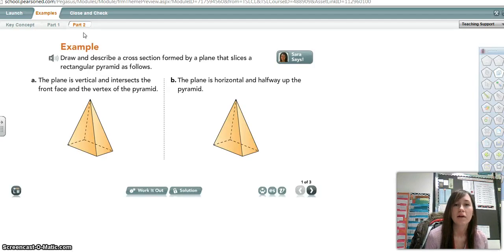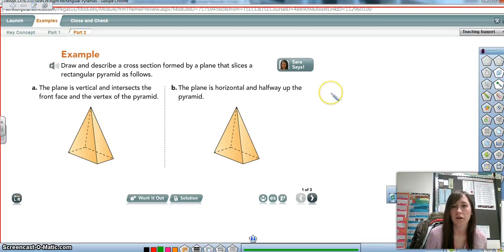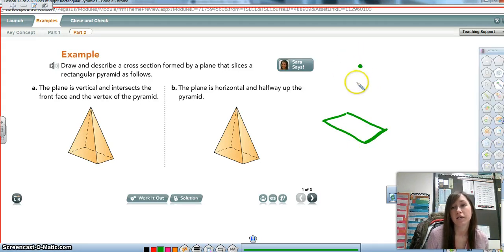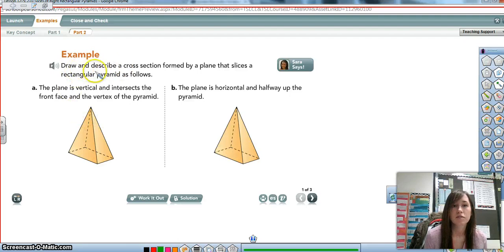Okay, draw and describe a cross-section formed by a plane that slices a rectangular pyramid as follows. So you want to start by drawing your rectangular pyramid. You do start with that rectangle base. And then it helps for me to think of the vertex here at the top and then just connect down so that you can sketch your own. But mine here are already sketched for me. So I would just draw a cross-section formed by a plane that slices the rectangular pyramid.